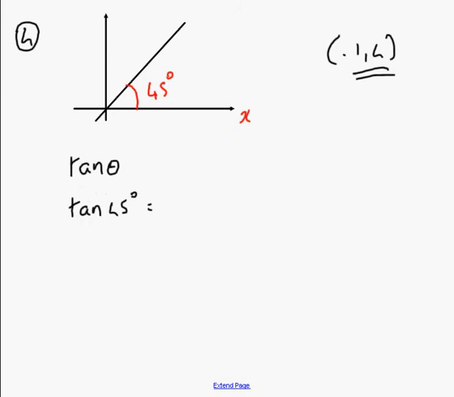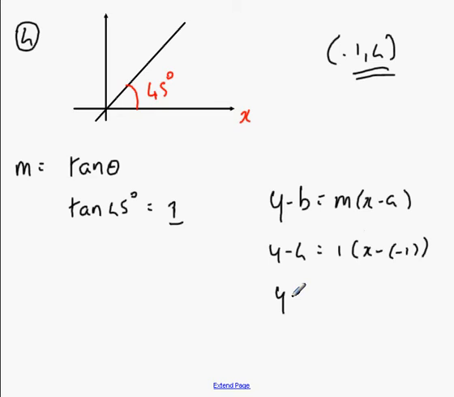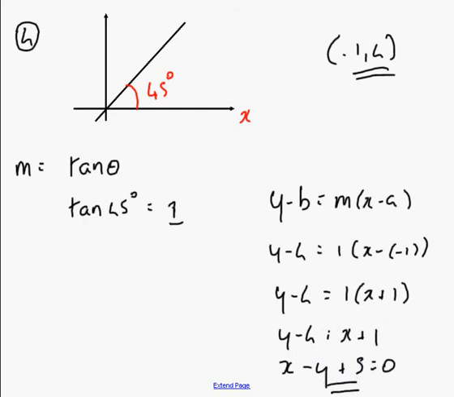From our knowledge of exact values, that is equal to 1, so the gradient of that line is 1, and it's y minus b equals m bracket x minus a. Subbing in, y minus 4 equals 1 bracket x, and we're subtracting minus 1. Tidying up, that's y minus 4 equals 1 bracket x plus 1, and expanding, y minus 4 equals x plus 1. Rearranging in the form ax plus by plus c equals 0 gives us x minus y plus 5 equals 0, and that's the equation of the straight line for question 4.